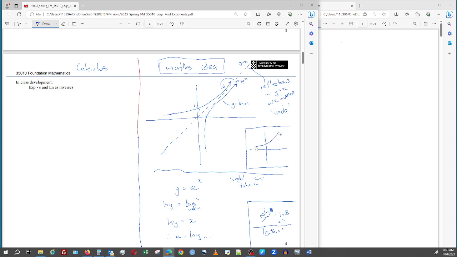Here we go. y equals 7 to the x has an inverse. Oh, there's 1 again. There it is. And that is log base 7 of y equals x. So they can be similar curves, but they're inverses in y equals x.